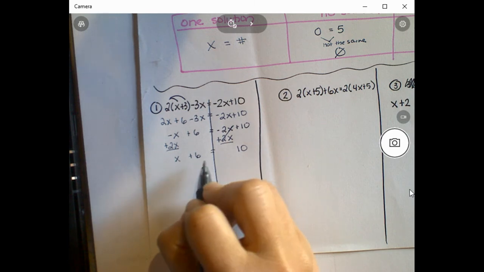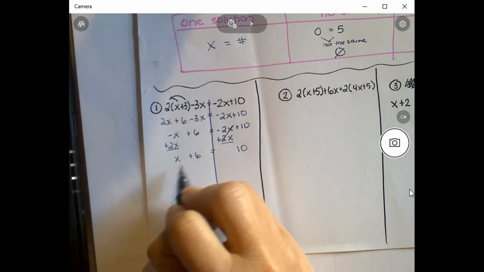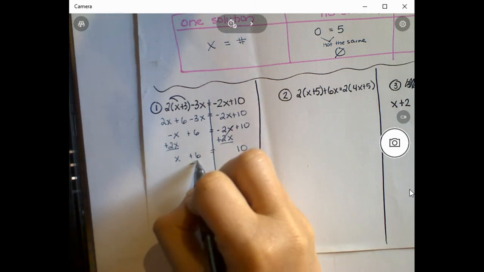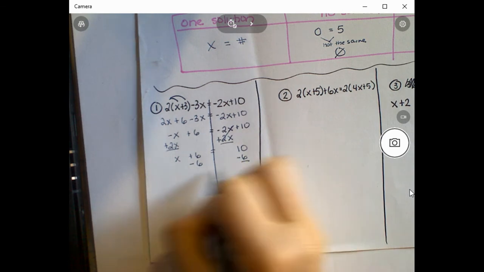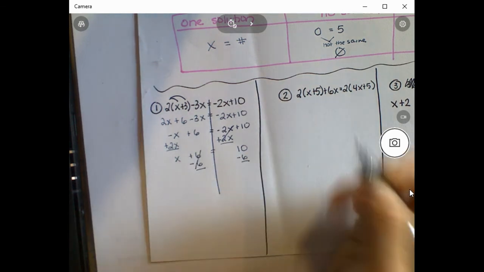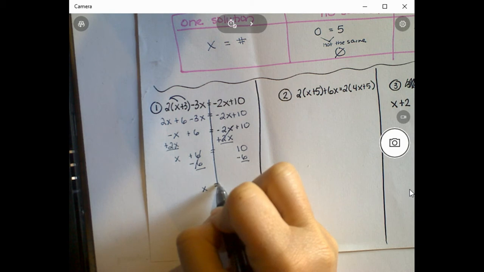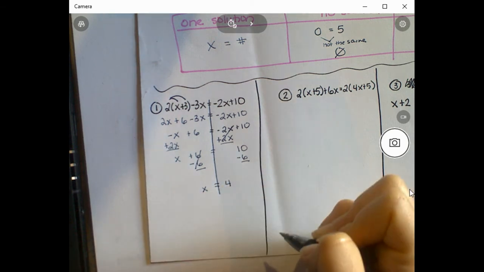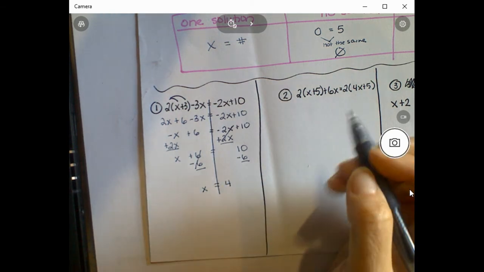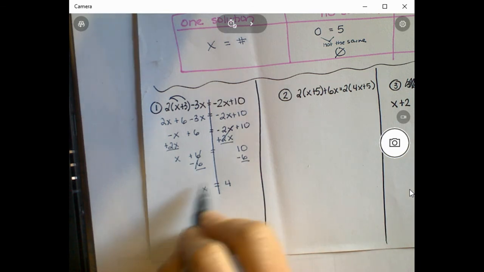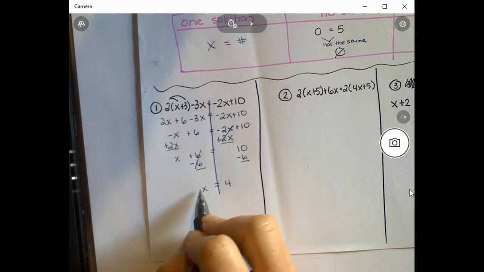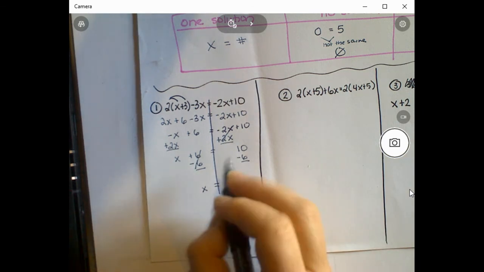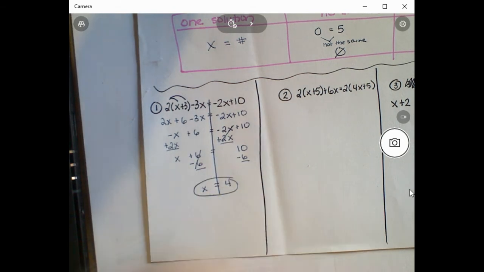We want to get all of the numbers away from the variable, so we're going to subtract 6 because that was on the same side, and that will cancel. So x equals 4. And the last step says divide if you can. We have no need to divide here because x is alone, and this one's finished. This is an example of solving an equation that has one solution.